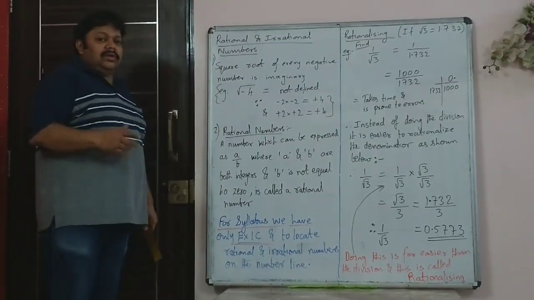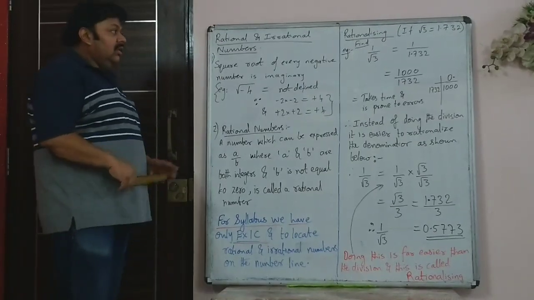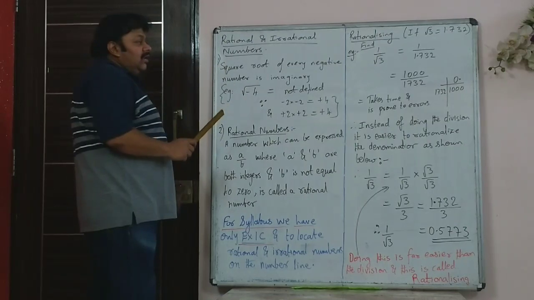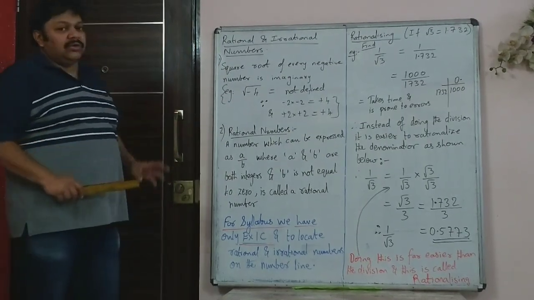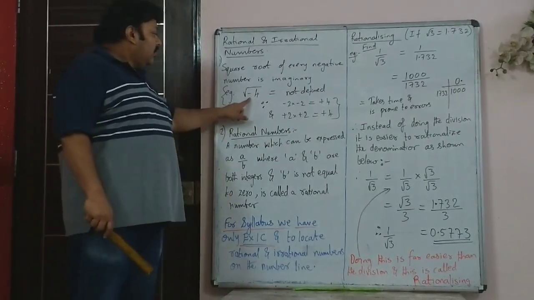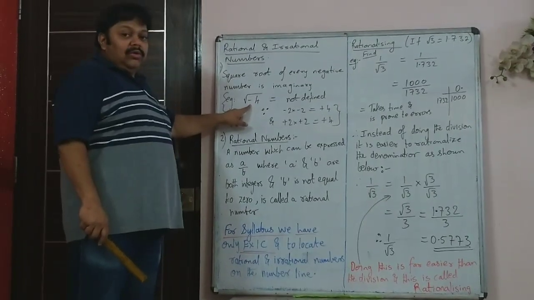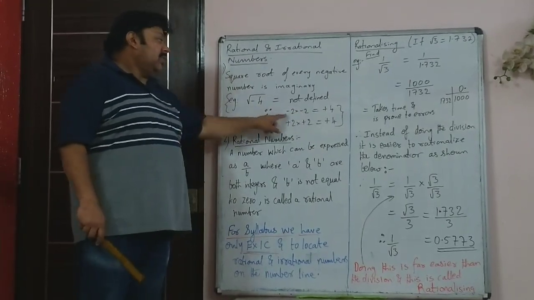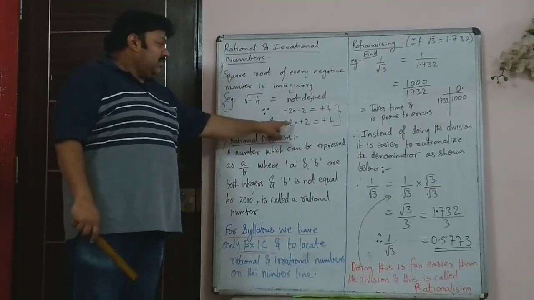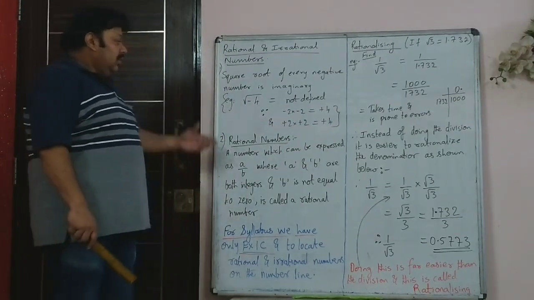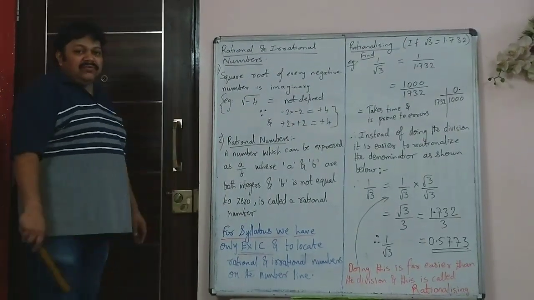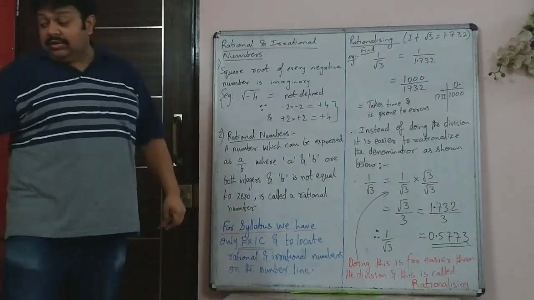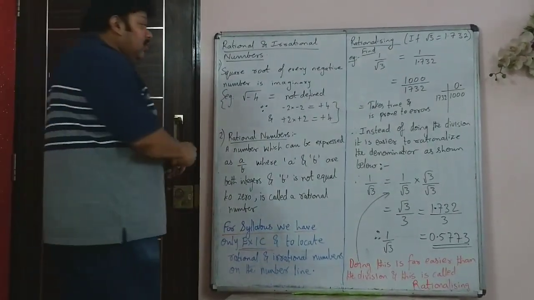So all the other exercises in front of that, all that is not there, and what is there is very simple. So you first understand that square root of every negative number is imaginary. Why? When you have root of minus 4, square root of minus 4, you can't say that minus 2 into minus 2 is minus 4 because it is plus 4. And plus 2 into plus 2 is also plus 4. So you can't say what is root of minus 4. So it is imaginary.